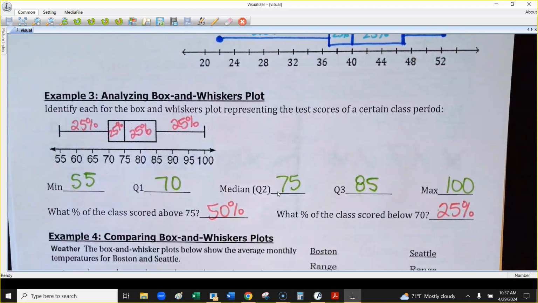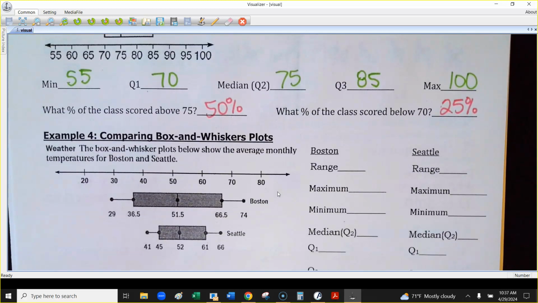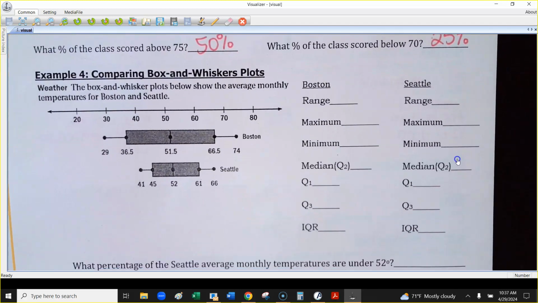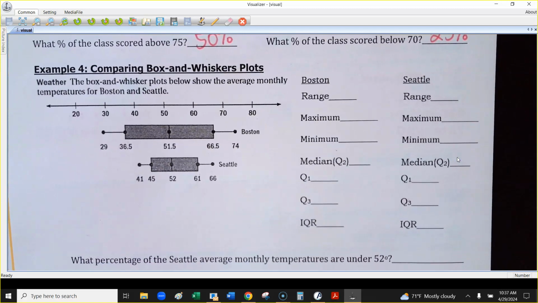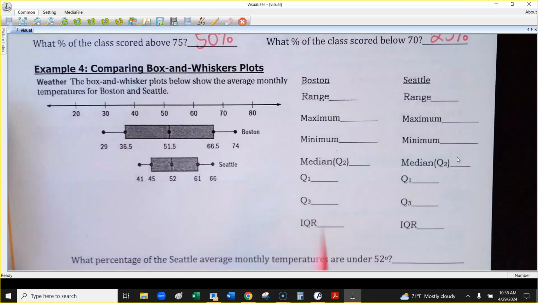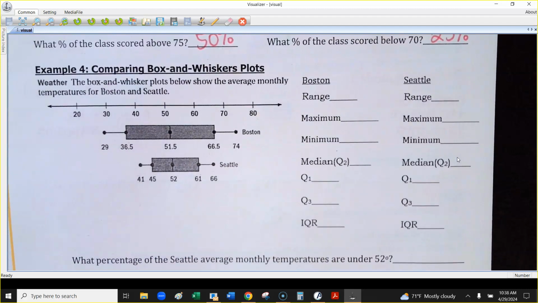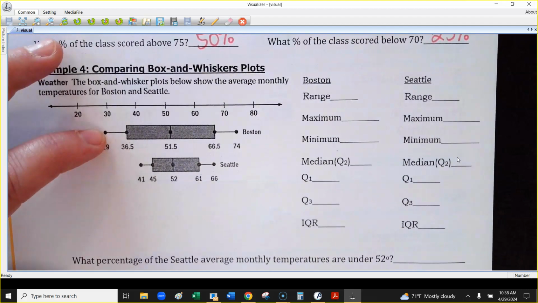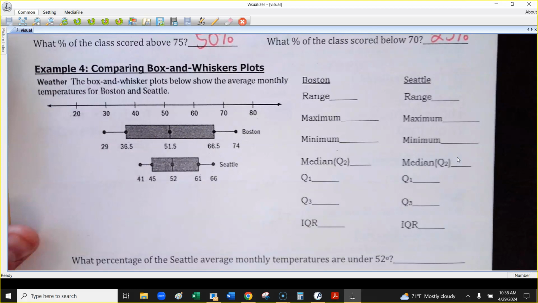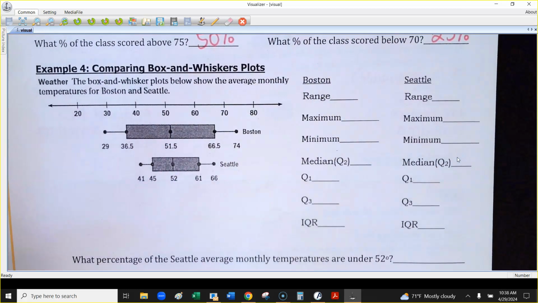Okay, now I've got what they call a double box plot down here, so you can compare two different things on this last example, and then it's just going to ask you a question. So the number line is kind of up above here, and they give you the specific values on the box plot itself. So the first one is for the city of Boston, the second one Seattle. This is just the weather. So it shows the average monthly temperatures of Boston and Seattle. So I would say we can pick most of this out of just doing the table.